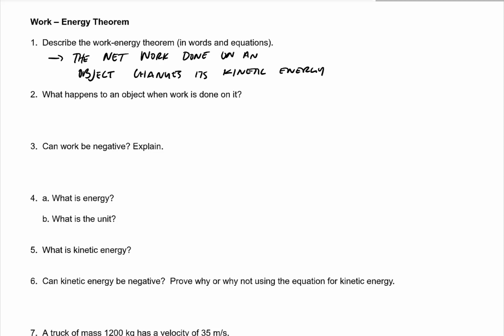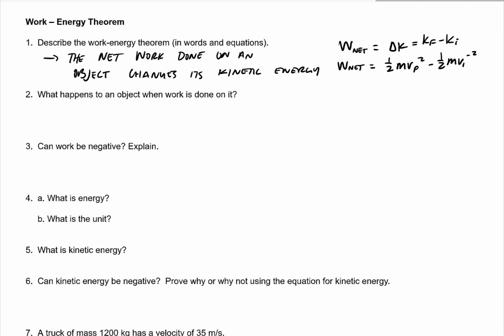So our equation for this is work net is equal to delta K, which is work net is equal to 1/2 mv final squared minus 1/2 mv initial squared, or I guess delta K would be like K final minus K initial. What's important is that it's the change in kinetic energy, not just the kinetic energy of an object.